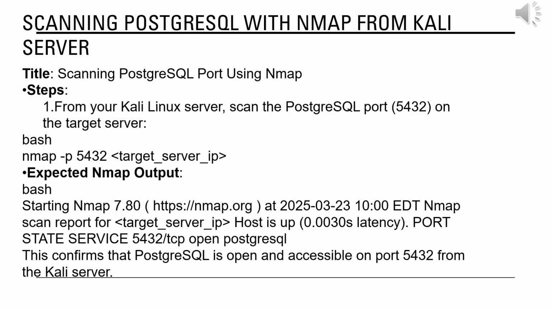Now, scanning for PostgreSQL with Nmap from a Kali server is the next slide that we have here in the video. The steps for that would be to form a Kali Linux server, scan the PostgreSQL port 5432 on the target server by using this code, and then the expected Nmap output would be this code as you can see on the screen. This confirms that the PostgreSQL is open and accessible on port 5432 from the Kali server.